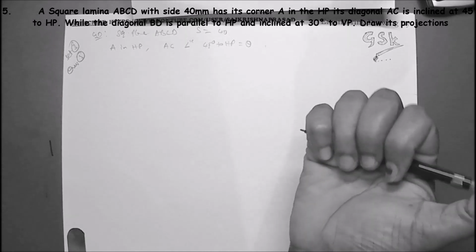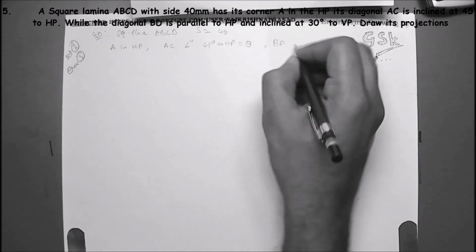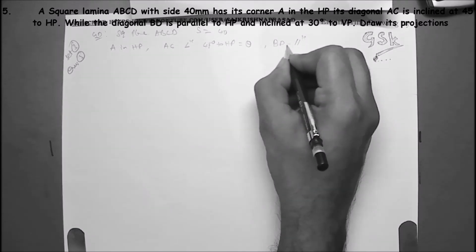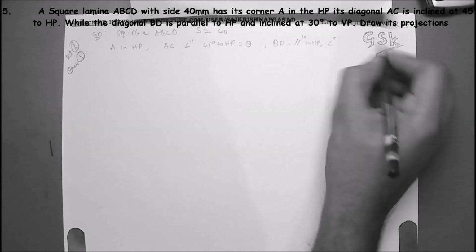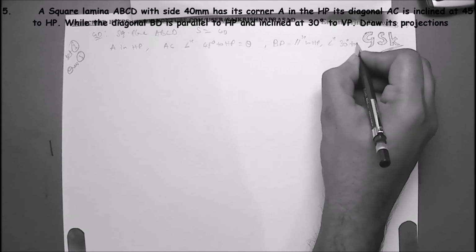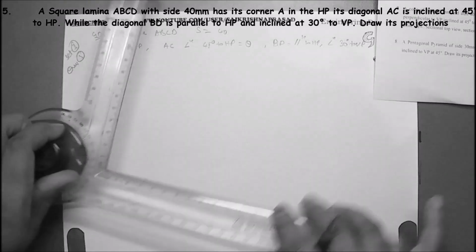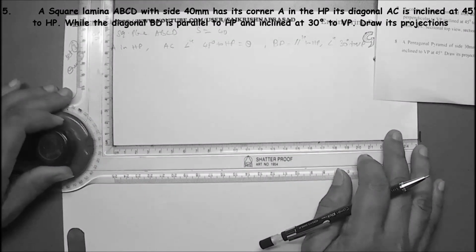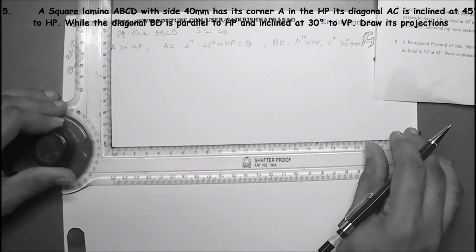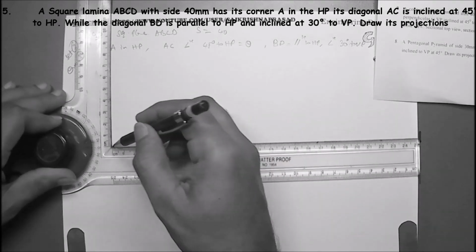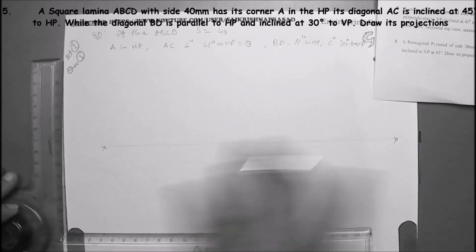And diagonal BD is parallel to HP and inclination with the VP is 30 degrees to VP. So let's start the problem. Let's start the problem here.